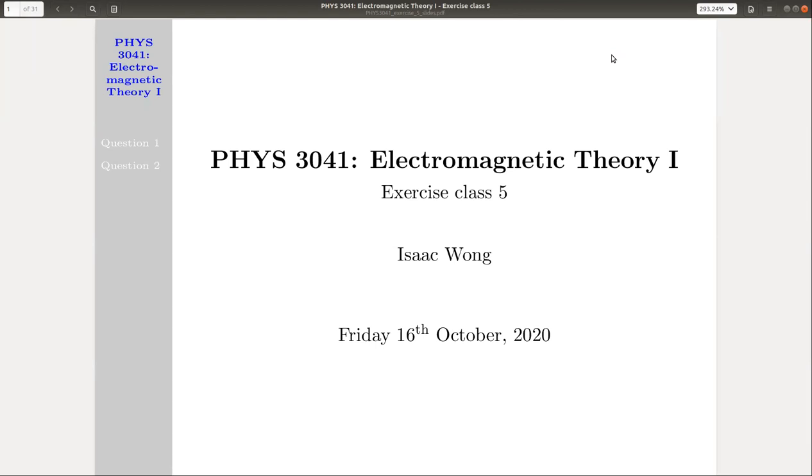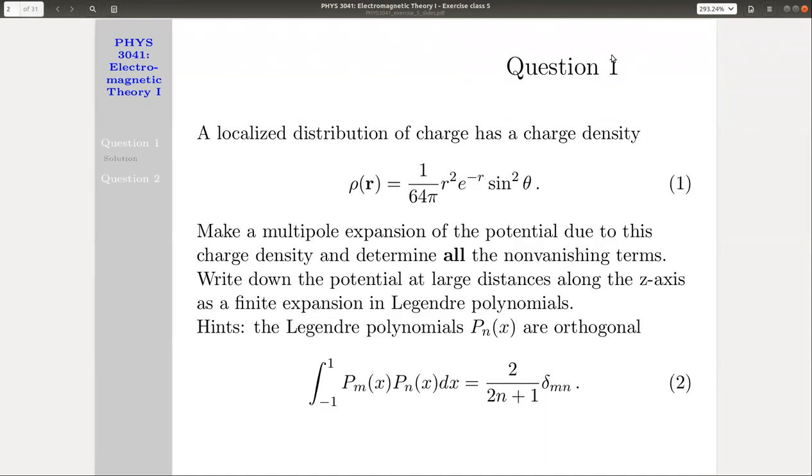Hello everyone, this is exercise class 5 and I will be going through the two questions in the problem set. So let's begin with the first question.